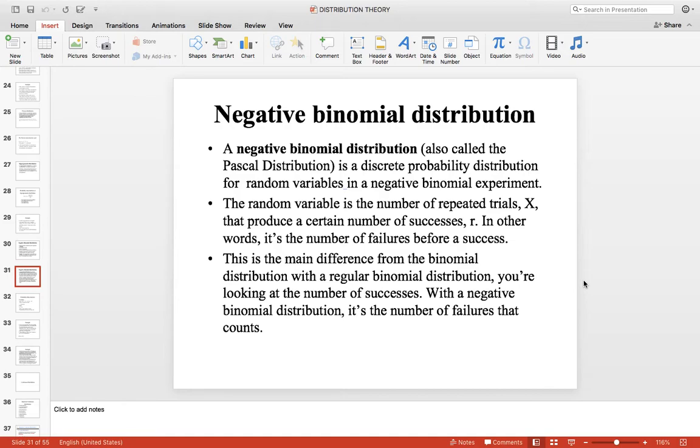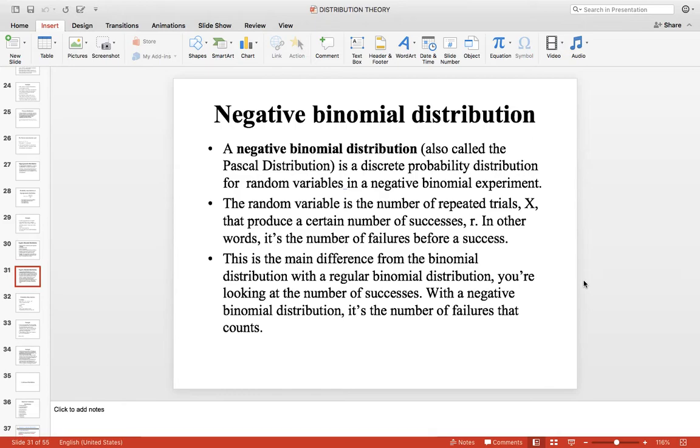It is a discrete probability distribution for random variables in a negative binomial experiment. The random variable is the number of repeated trials, that is X, that produces a certain number of successes R. In other words, it is the number of failures before you get a success. So X is the number of times you pull out a card before you get an R. So it's actually a number of failures.